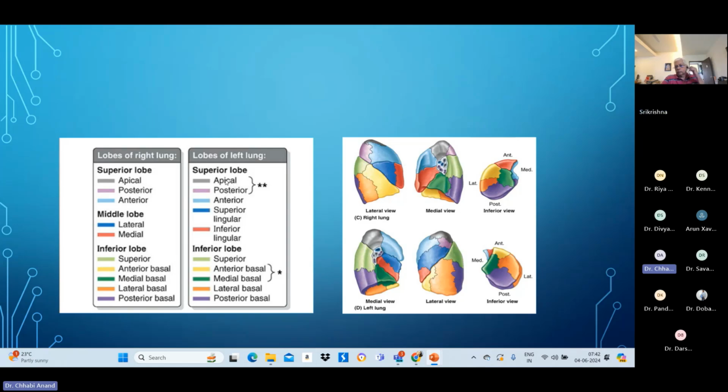In the superior lobe of the left lung, the apical and posterior join and form an apico-posterior segment. Then there is the anterior segment, then superior lingular and inferior lingular. In the inferior lobe, there is the superior segment. Then anterior and medial are incorporated and form one segment, and then lateral basal and posterior basal.